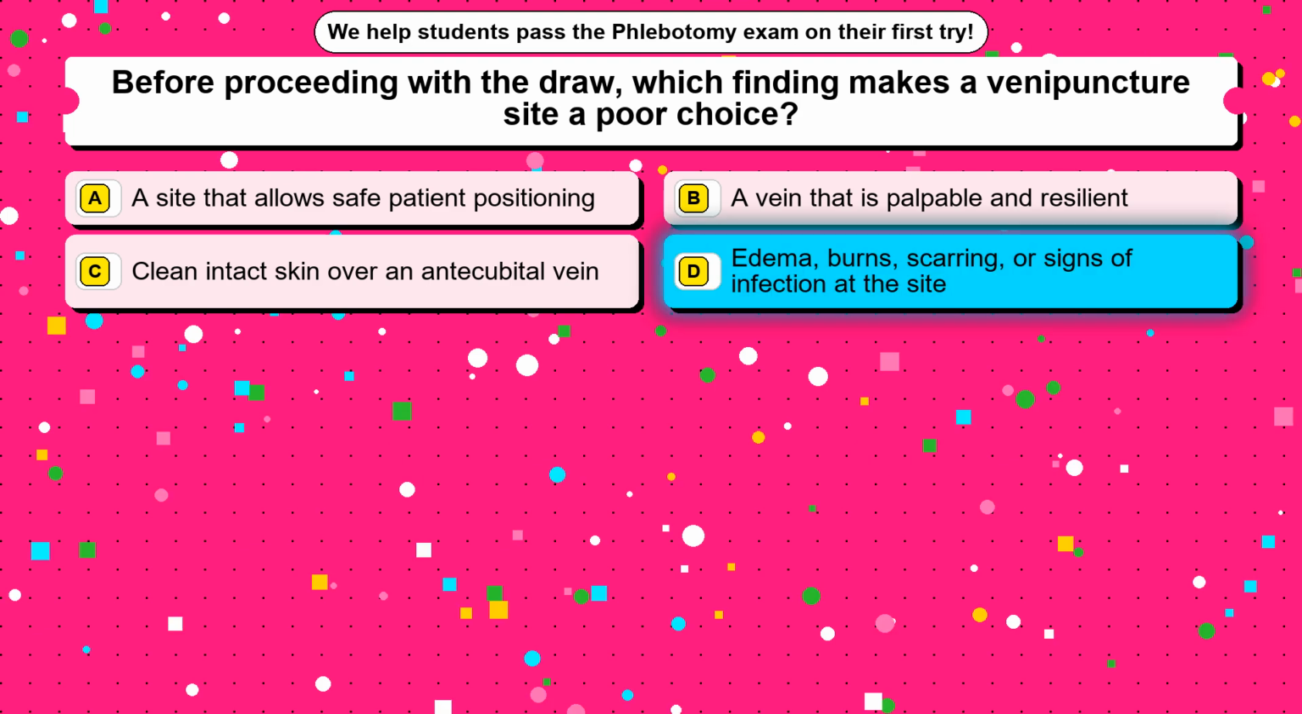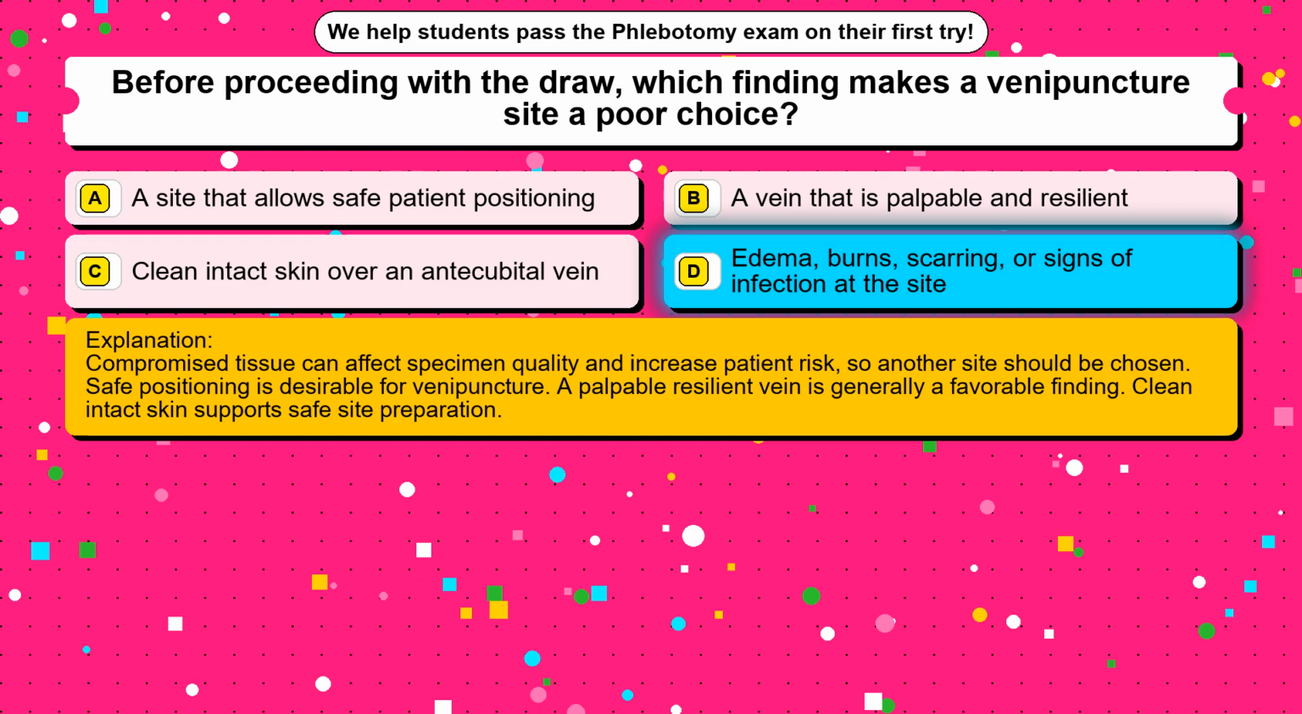The correct answer is option D. Edema, burns, scarring, or signs of infection at the site. Compromised tissue can affect specimen quality and increase patient risk, so another site should be chosen. Safe positioning is desirable for venipuncture. A palpable resilient vein is generally a favorable finding. Clean intact skin supports safe site preparation.